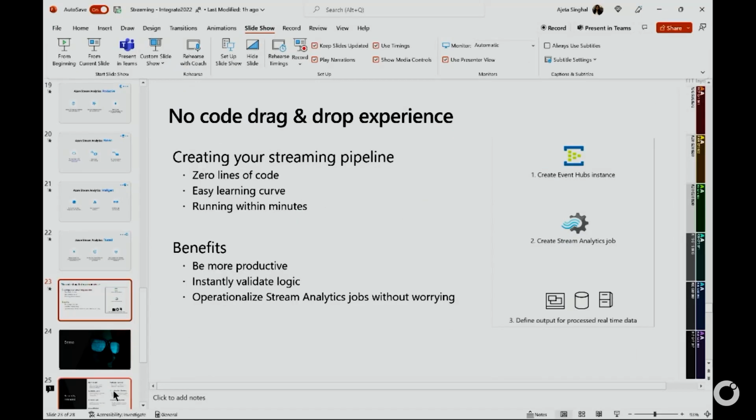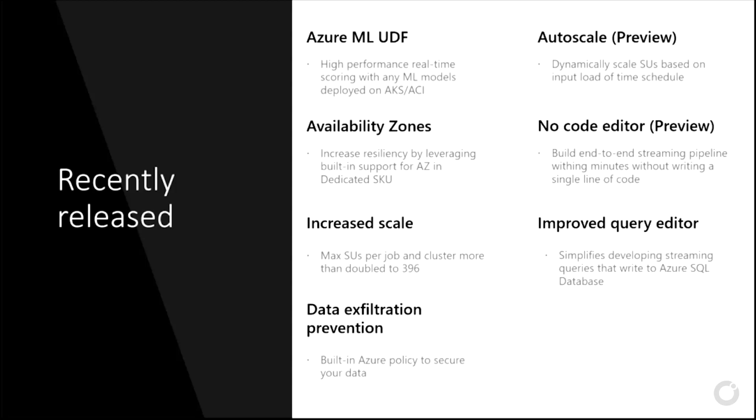Let's go back. I want to talk about some of the features that we have recently released in Azure Stream Analytics. First, now you can bring in your Azure ML UDF. As I talked about, before this we supported multiple types of UDFs and UDAs, but now you can do Azure ML as well. We now support increased scale, as a lot of our customers had demanded, and you can go up to 396 SUs per job.